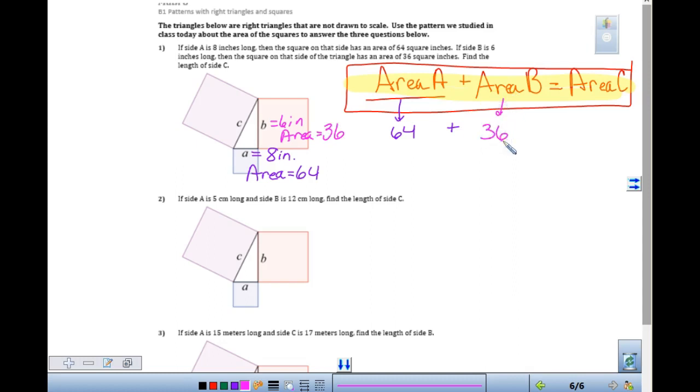The question says we need to find the length C. I need to know what C equals. Could you add and find area C? Right? Because, I mean, you have it right here. 64 plus 36, this is going to equal area C. Can you add those two numbers and tell me what area C is? 100. It's 100. The area C is 100.